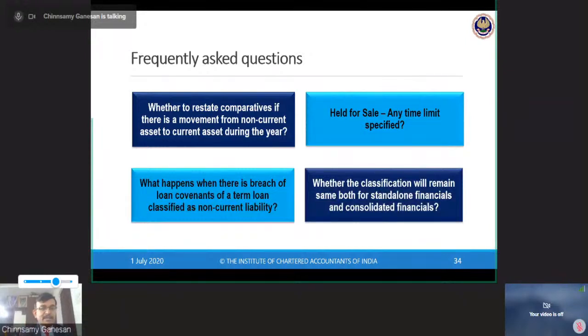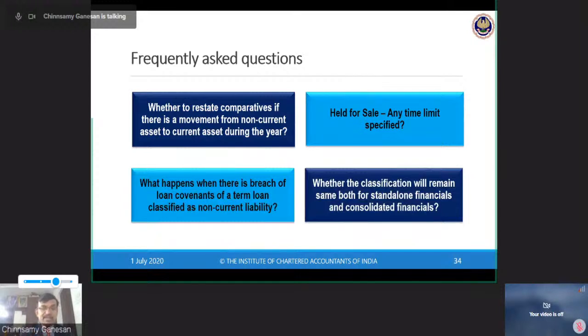And interestingly, another question: classification as current or non-current in the standalone financial statement of the entity. When the consolidated financial statement is prepared, whether it remains a non-current asset or not. That also we have to see from the perspective of what we have said.